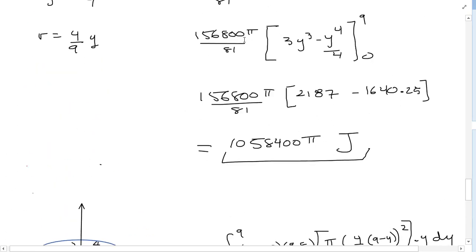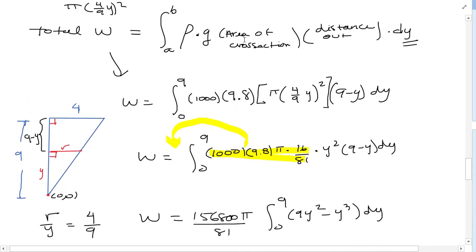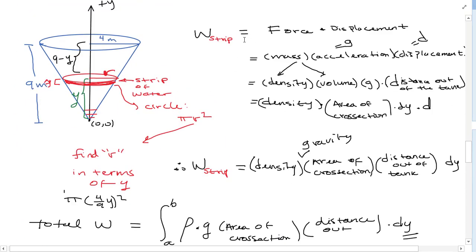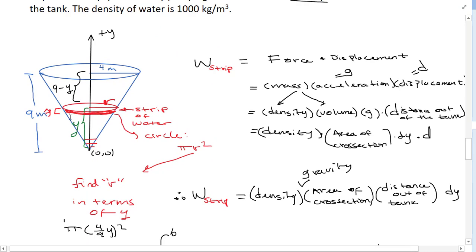Okay, so I hope that that is helpful. I'm going to record another video to do something where the cross section is not a circle.